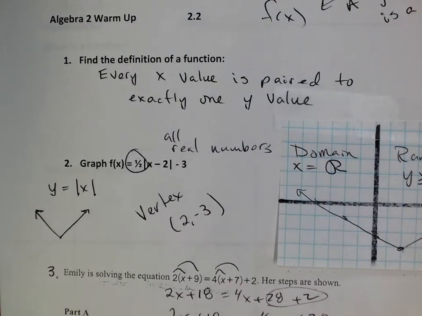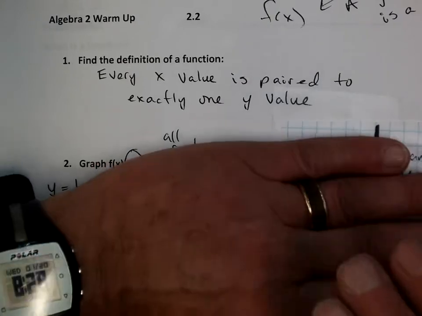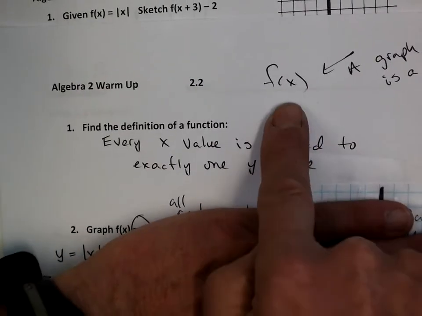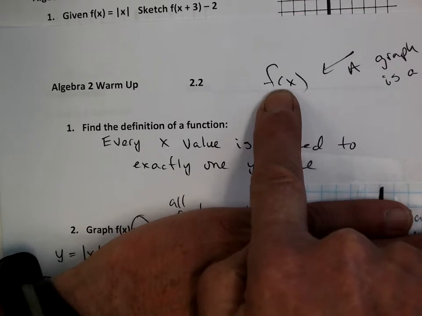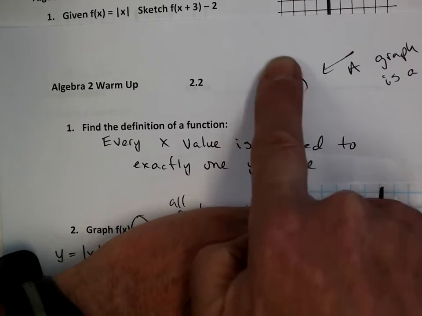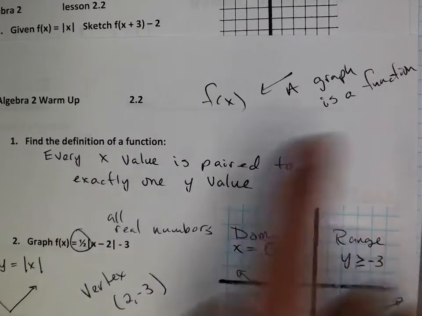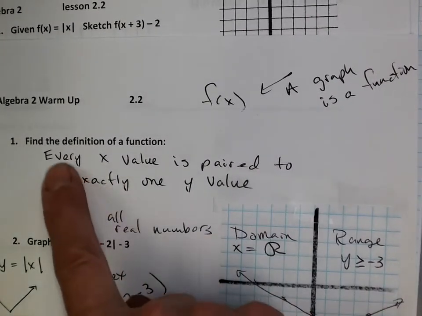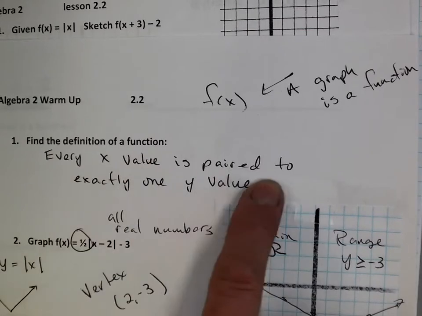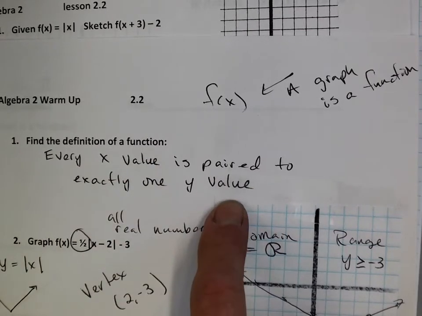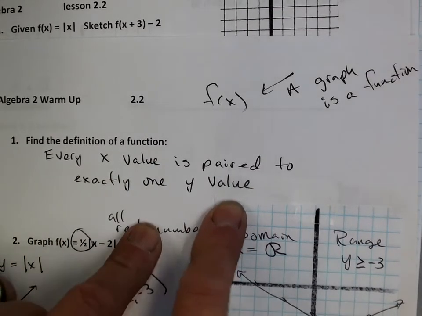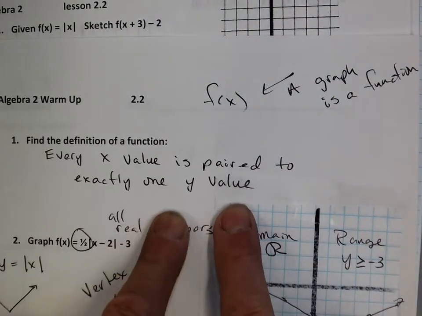So the first thing I want to talk about, and we talked about it already, is what a function is. We keep seeing this symbol f of x. And what the heck is f of x? Well, if it says f of x, then whatever graph we're looking at is a function. What is a function? A function is where every x value is paired to exactly one y value. Okay? So you need to write that down in your notes if you're not with us today.